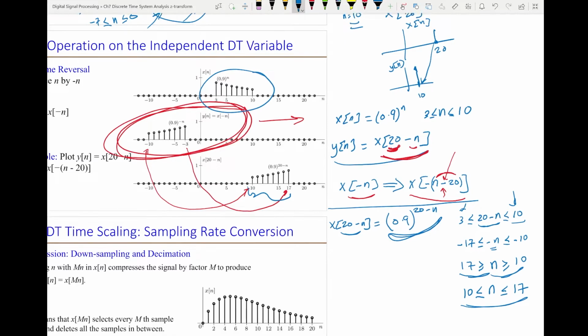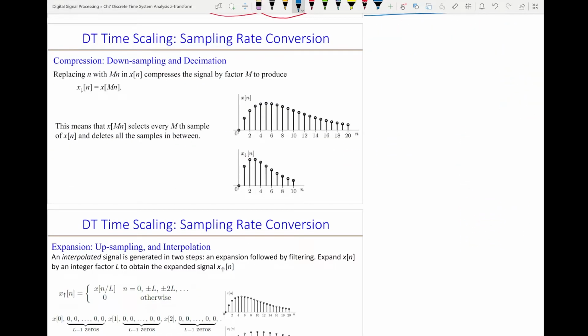Okay, the next one is, let's clean up, compression or downsampling and decimation. There is a difference between downsampling and decimation. Downsampling is pure, just reducing the number of samples. Decimation involves filtering before downsampling. And we express the downsampling with this down arrow. So this is the new signal, which is the same as the original signal, but downsampled by a factor m. So if m is 2, that means I downsample the signal by a factor of 2. I reduce the size of the signal by a factor of 2.